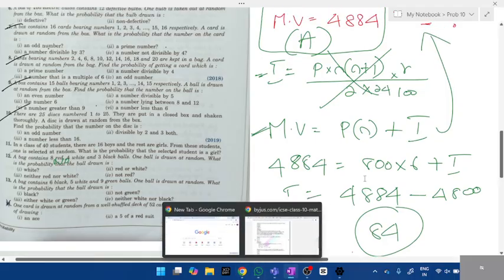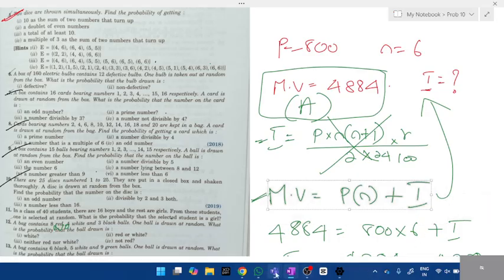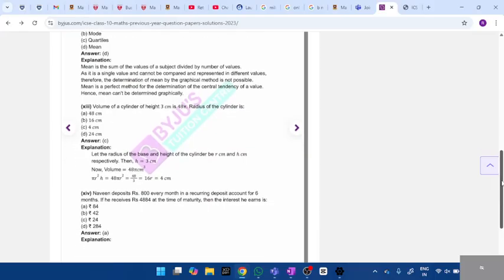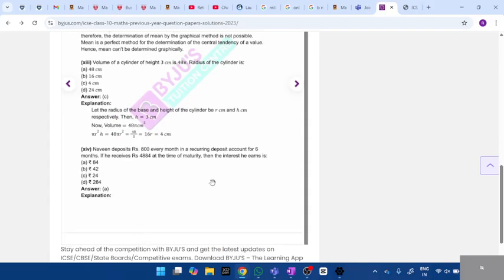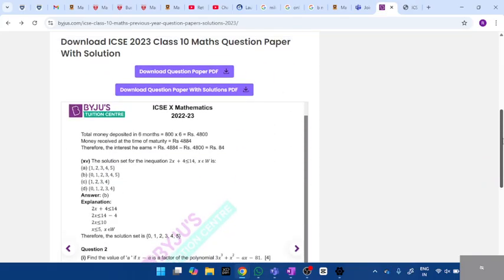All of you got 84 for this? Yes, 84. You'll have to know this today. R is not given. Don't waste your time writing I equals the first formula, because the rate is not given there. Use the second formula, MV equals P into N plus I. Within 20 to 30 seconds you'll have to complete it. The answer is 84, option A.